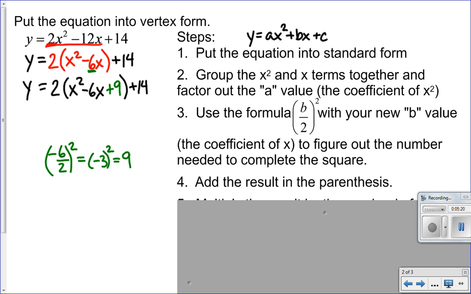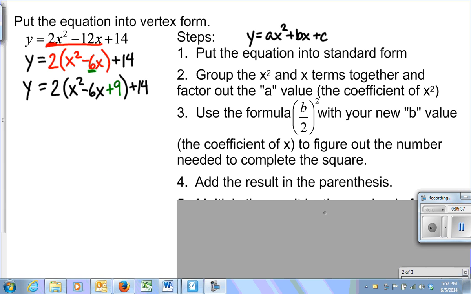The problem is I don't actually want to change the value of the expression on that side of the equation. So I have to figure out what I can do so that I can still add 9 there, but not change the value. When you add something, but then subtract it, that will keep the value the same. So that's what I'm going to do here.